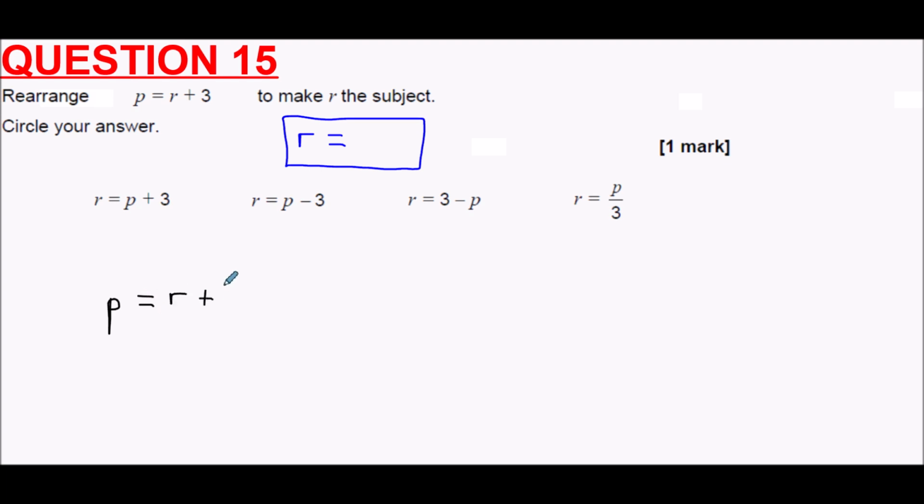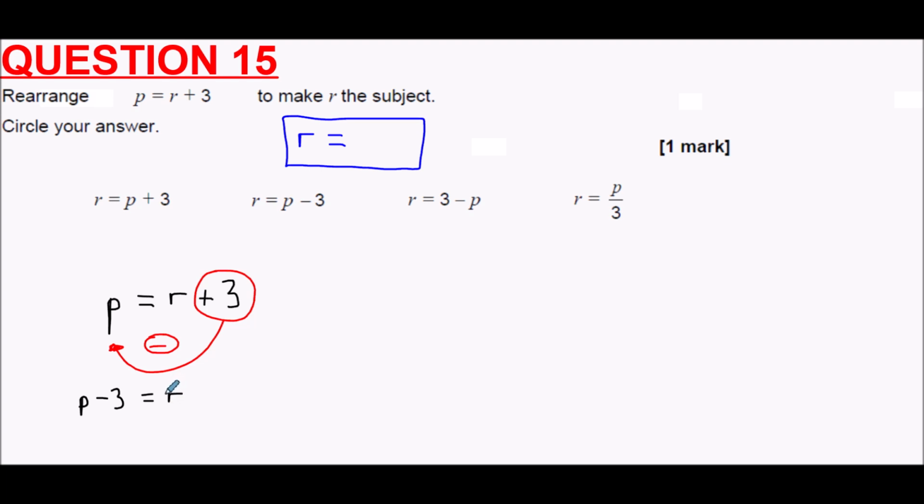What we want is R on its own and R first in this equation. So we want R on its own. This positive 3 is in the way. We can get rid of this plus 3 by moving it to the other side of the equation. But if we swap side, we swap sign. Opposite of plus is minus. And so on the left hand side, we then have P minus 3 equals R.